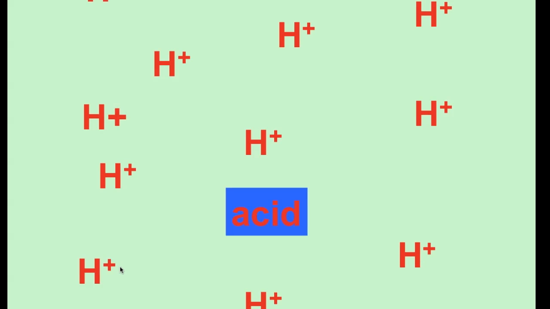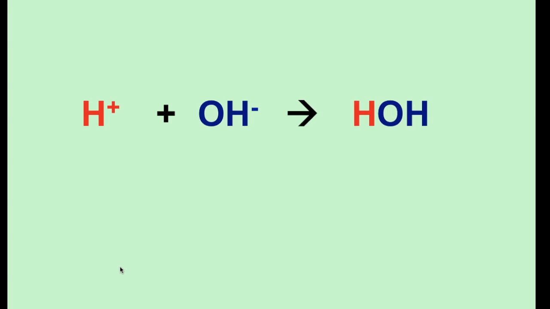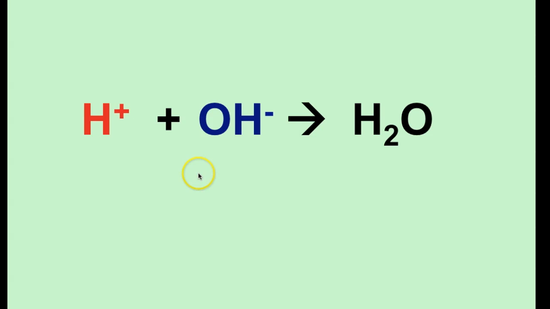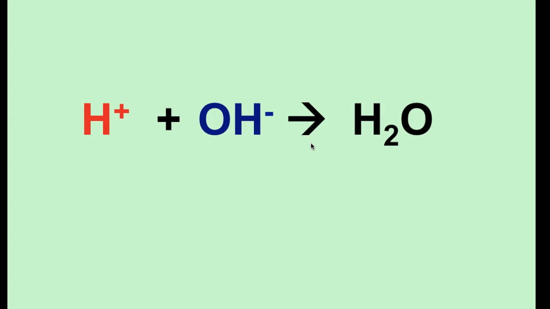If we have H+, our acid, and we add the H+ to the OH-, so we add our acid to our alkali and they come together, they join together. We have an H and an OH joined together, HOH. So this is our reaction: our acid and our alkali come together and make HOH. Another name for HOH, if we collect all of those terms together, would be H2O.